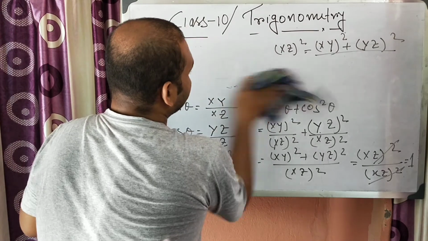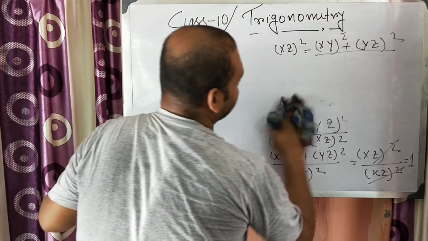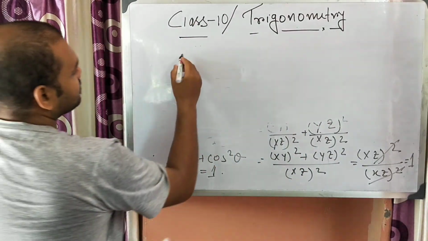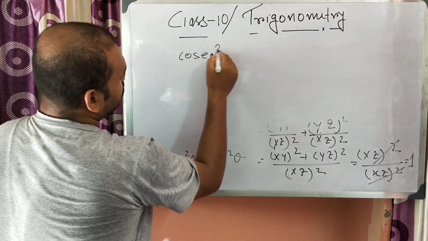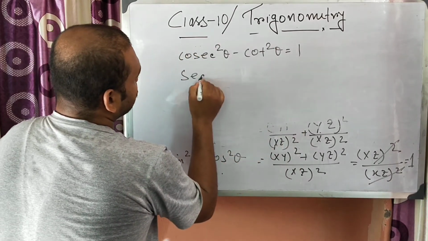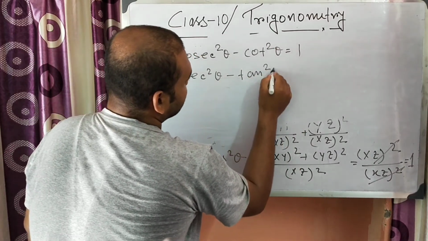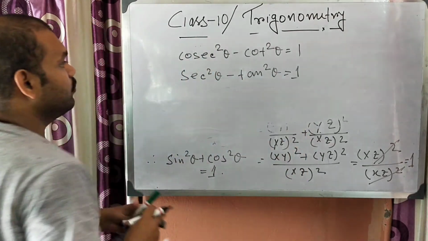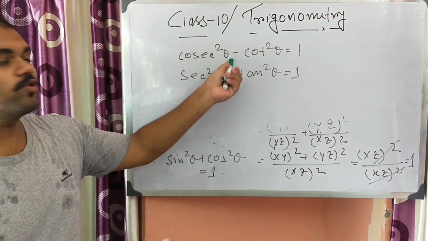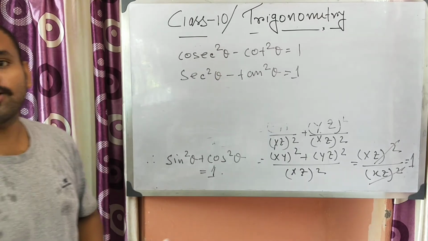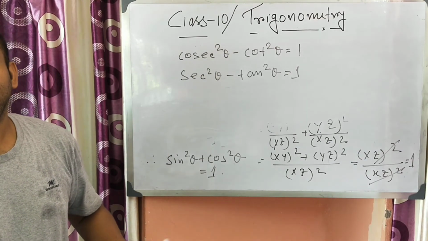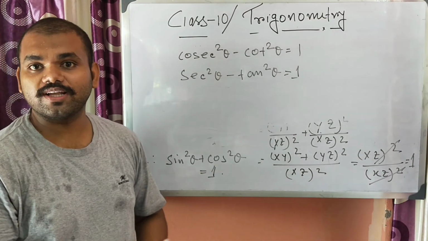Now I am writing a few identities and you will try to prove them at home. Cosec square theta minus cot square theta is equal to 1, and sec square theta minus tan square theta is equal to 1. You need to prove these two at home. If you can't, then we will do it in the next video, where we will do different sums and progress further in this chapter.